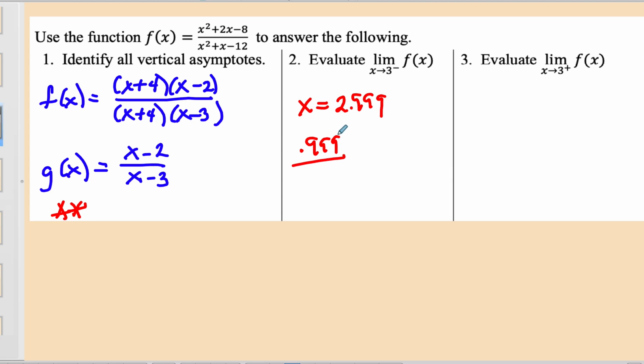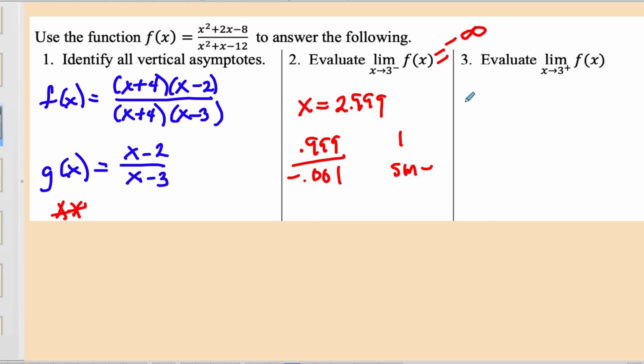When I substitute that into g, I will have 0.999 in the numerator, and in the denominator I'll get negative 0.001. Again, I'm dividing by a small negative number, and the numerator is really close to 1. So the fraction is going to become very large in a negative direction. So this will be negative infinity.